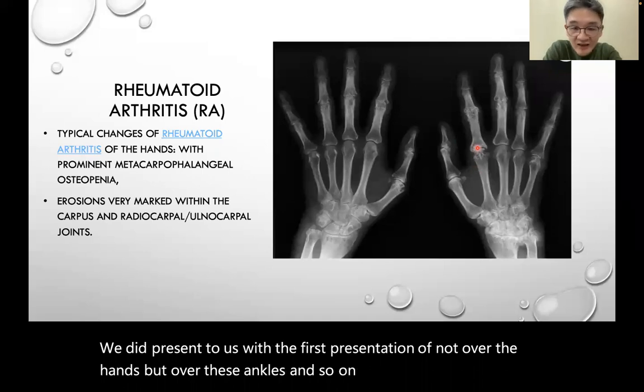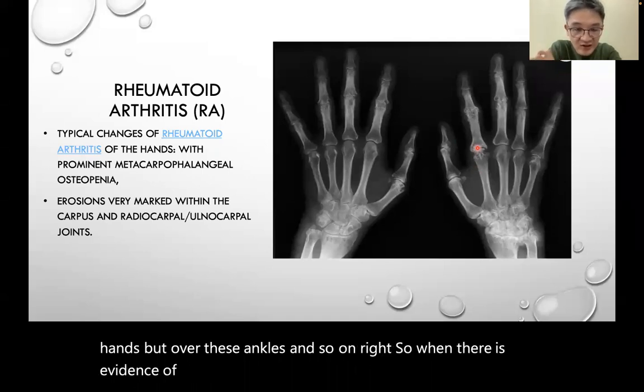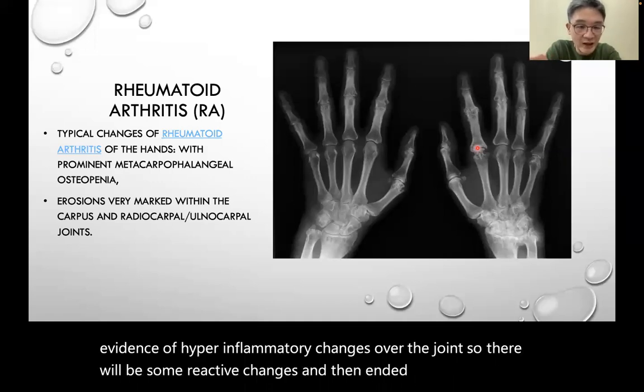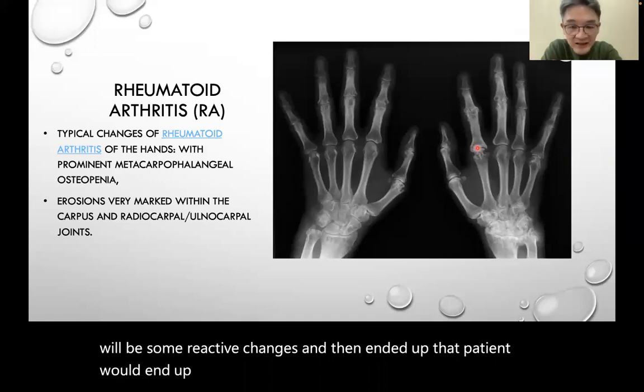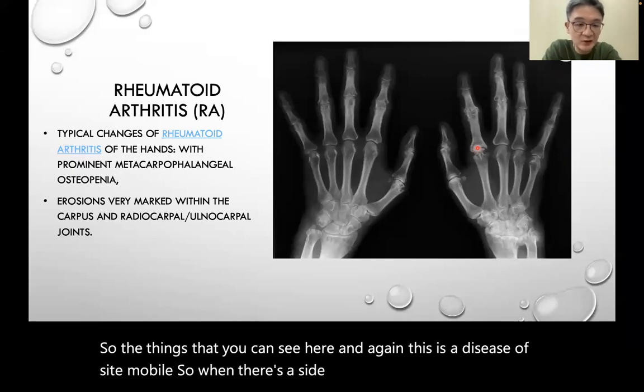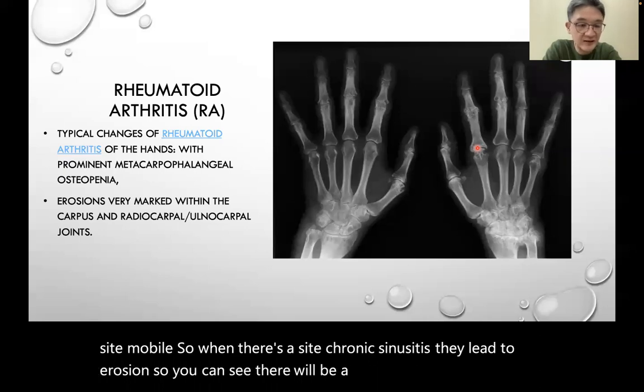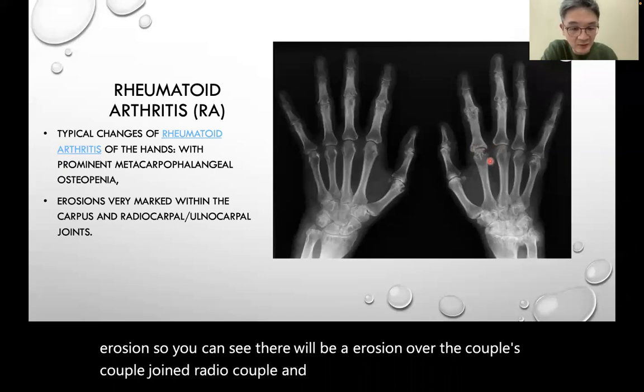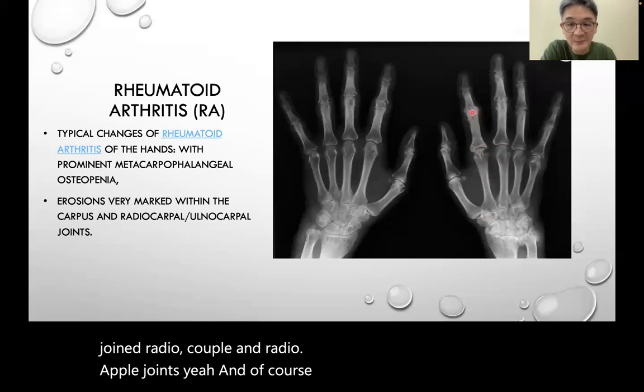So when there's evidence of hyper-inflammatory changes over the joint, there will be some reactive changes, and that patient will end up with periarticular osteopenia. So these are the things that you can see here. And again, this is a disease of the synovium. When there's a chronic synovitis, it will lead to erosion. So you can see there will be a marked erosion over the carpal joints, radiocarpal and radioulnar carpal joints. Yeah, and of course the MCPs and the PIP joints.